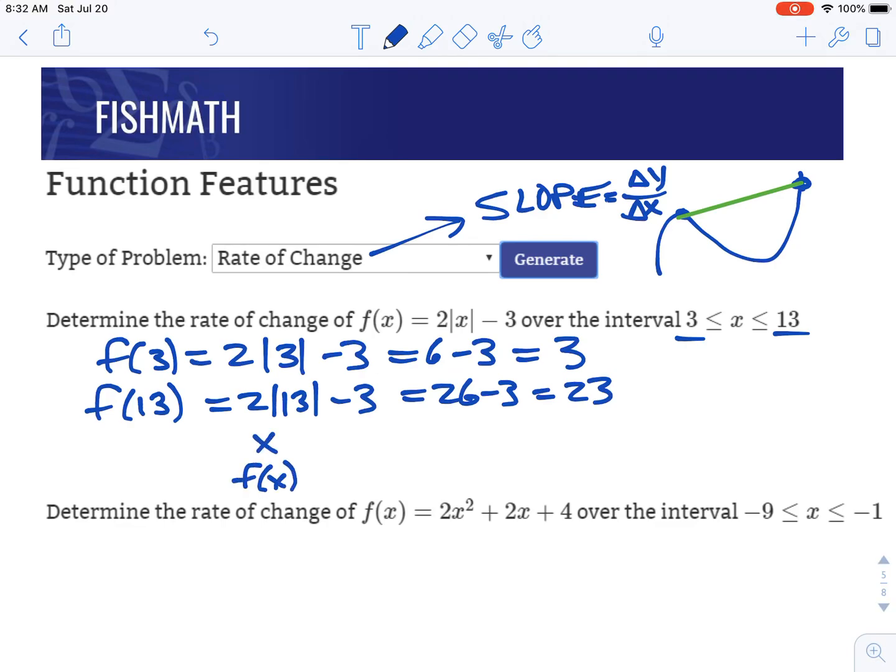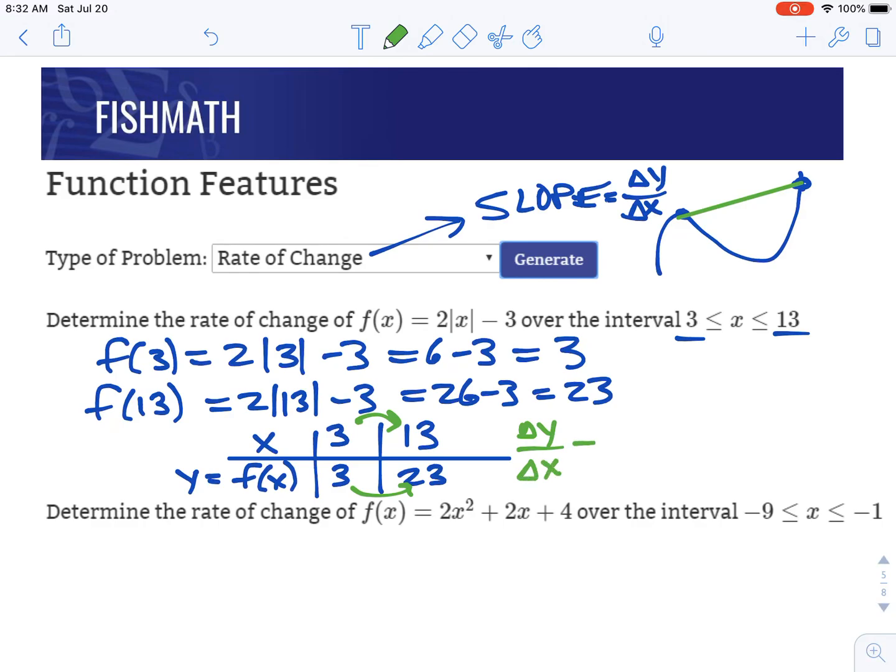X's and f of x's. Remember, f of x's are the same things as y's. So when x is 3, y is 3. When x is 13, y is 23. And then we just find the change in y divided by the change in x. And that will give us our slope. The change in y is plus 20, so positive 20, over the change in x, which is plus 10. So our rate of change, or our slope, is 2 over that interval from 3 to 13.